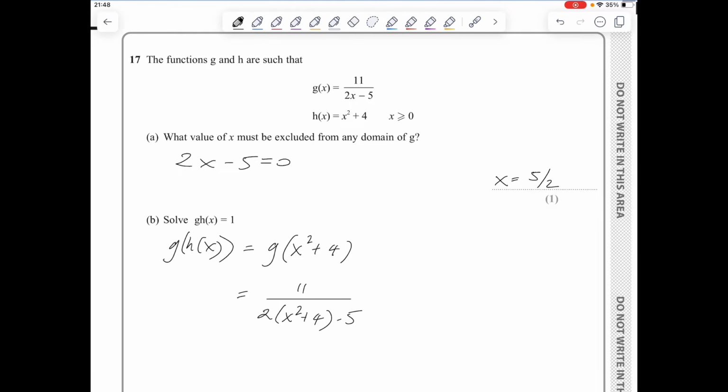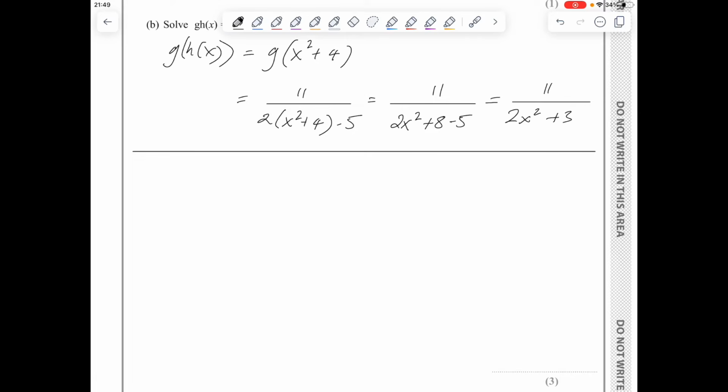Now let's simplify this. Expanding the denominator will give me 2x squared plus 8 minus 5. And if I simplify, I'll get 11 over 2x squared plus 3. Next step is to set this equal to 1. So 11 over 2x squared plus 3 is equal to 1. Let's cross multiply. 11 equals 2x squared plus 3 times 1, which gives me 2x squared plus 3.